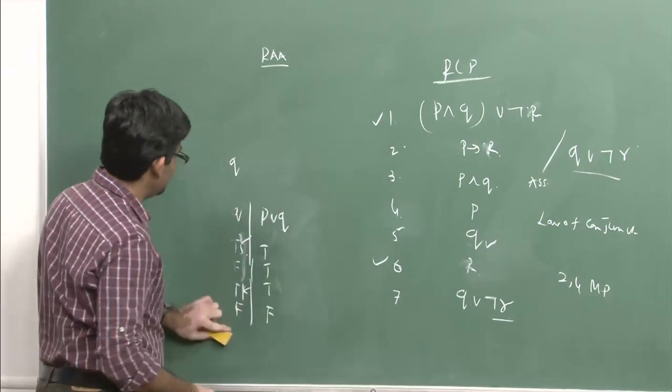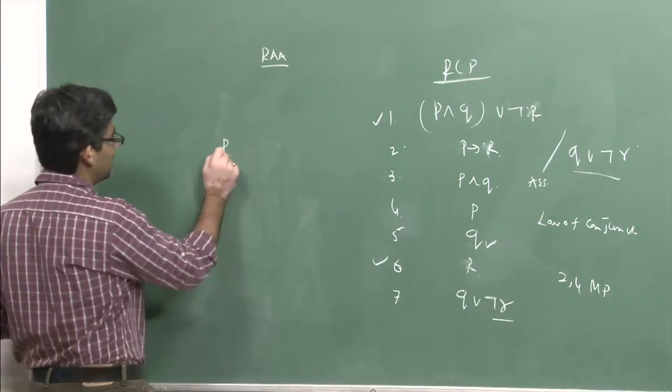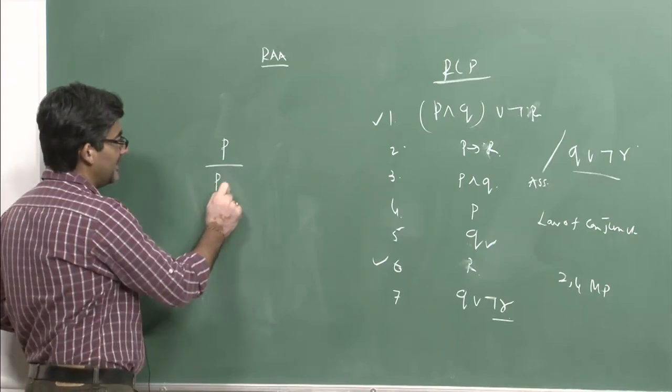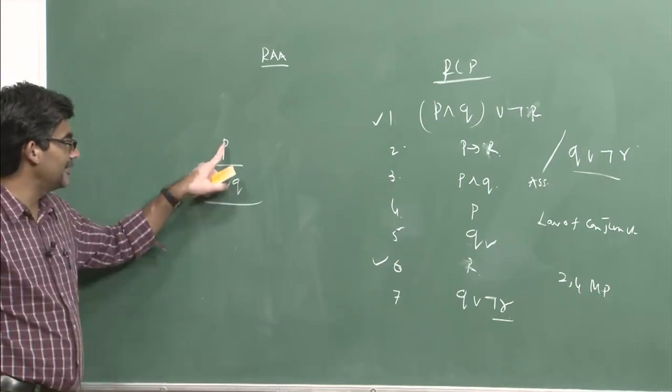So this rule is called the law of addition. For example, if you have P, you can safely add another Q to this one without disturbing the truth value of this one.